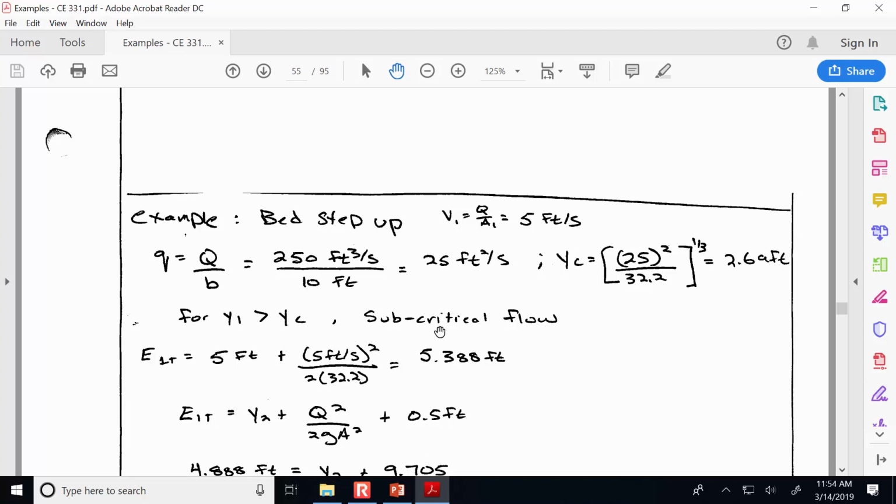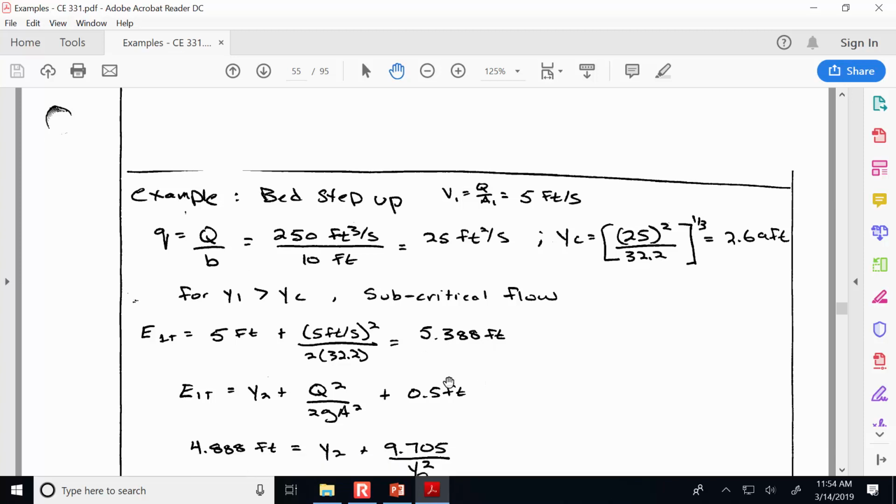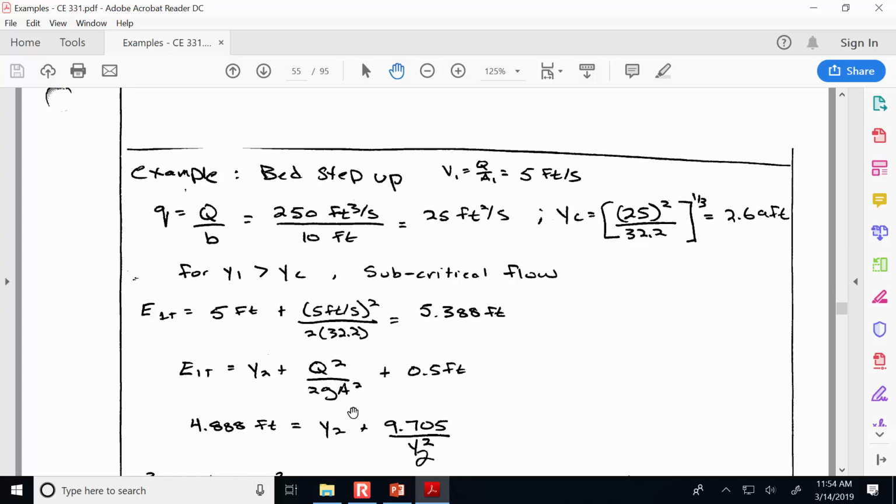So with that knowledge that it's subcritical at 1, we now find the amount of specific energy there is at 1. So it's the depth and the velocity head. So there's 5.388 feet of energy at 1. And then at 2, we have to subtract out the 0.5 feet of energy. So the energy at 2 is going to be 4.88 feet. And then that energy at 2 is distributed between the depth and the velocity head.